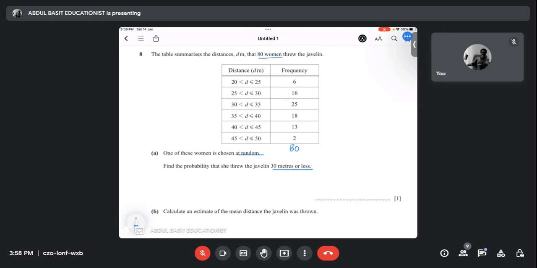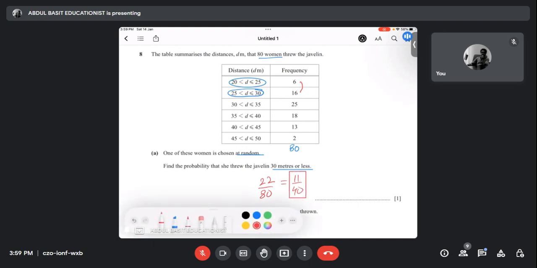So 30 meters or less, these are two classes. Yes or no? So 6 plus 16 is 22. Out of 80 is the probability that she threw the javelin 30 meters or less. That is 11 out of 40. Do you understand? Okay, now let me erase the top part.